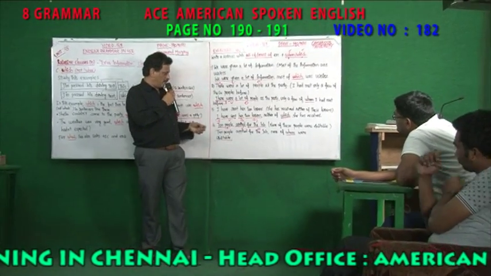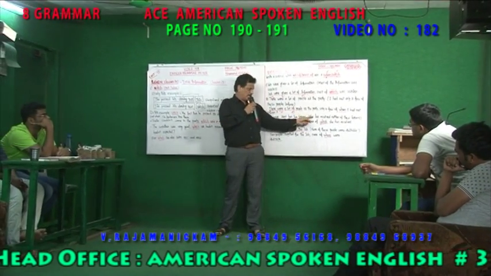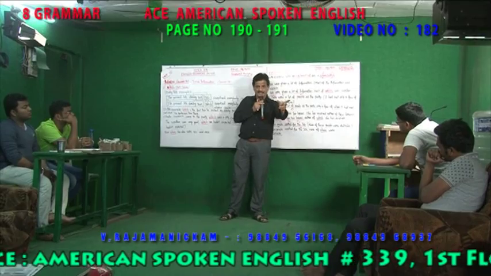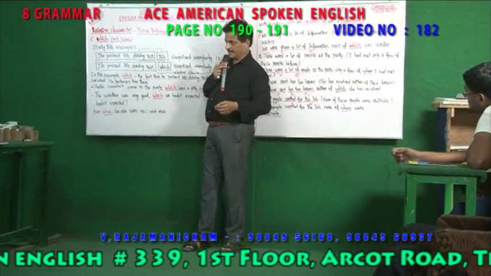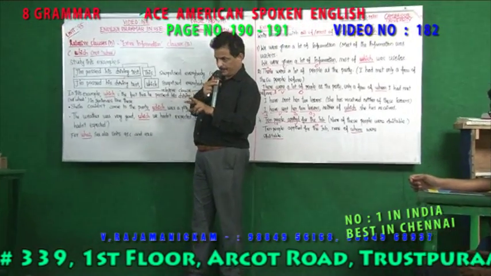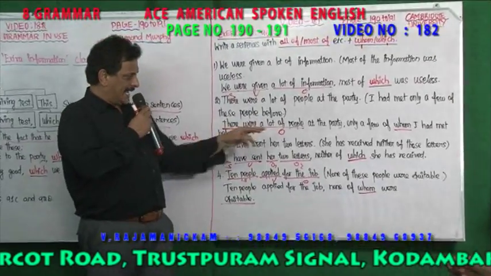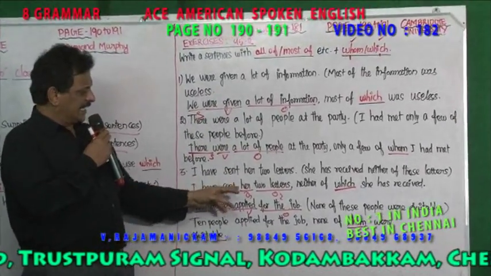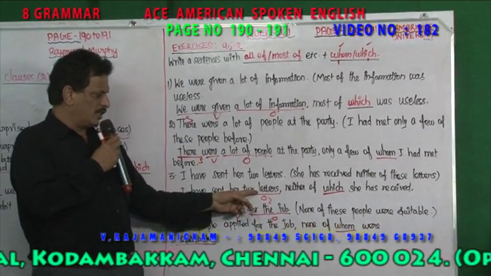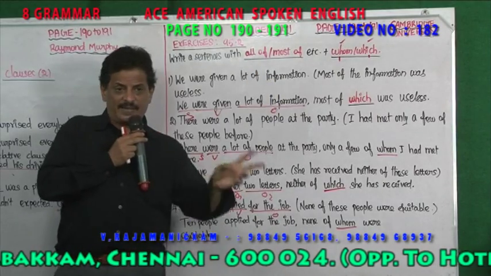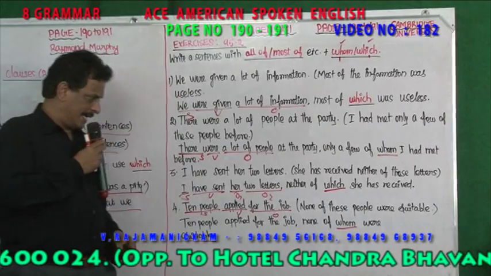I have sent her 2 letters. அவளுக்கு 2 கடிதங்கள் அனுப்பியிருக்கிறேன். She has received neither of these letters. neither என்றால் என்ன? ரெண்டும் இல்லை என்று அர்த்தம். either என்றால் ரெண்டுல ஒன்று, both என்றால் ரெண்டும். so neither என்றால் ரெண்டும் கிடையாது. I have sent her 2 letters, neither of which she has received. அவைகளில் ரெண்டும் அவள் பெறவில்லை.